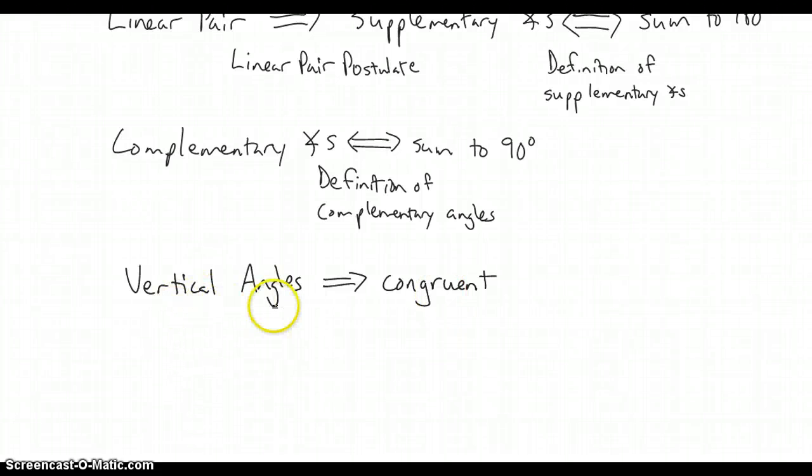So this is not the definition of vertical angles. The definition of vertical angles is two angles whose sides form two pairs of opposite rays. They form two opposite rays. This is actually the vertical angles theorem. And the vertical angles theorem is the piece that allows me to conclude that vertical angles are congruent.